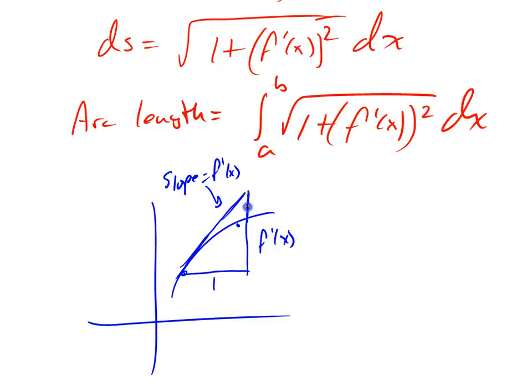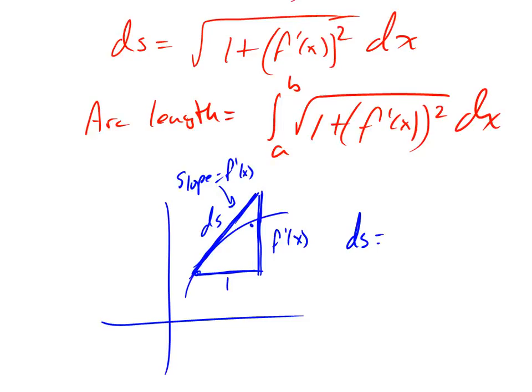So that distance right there is 1. Distance of 1 over, distance of the slope going up. Rise over run is the slope. Now I'll look at Pythagoras on that triangle, and I get that this diagonal length here, which for the sake of argument, let's call it ds. That ds here looks like the square root of 1 squared plus the derivative squared.